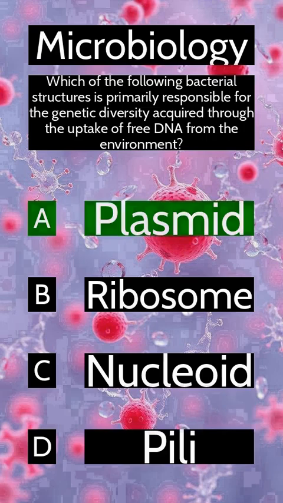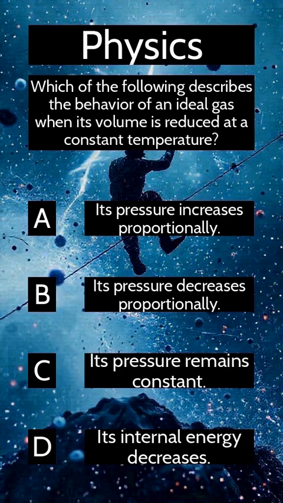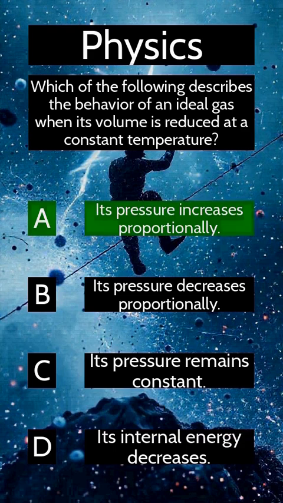Answer A. Plasmid. Which of the following describes the behavior of an ideal gas when its volume is reduced at a constant temperature? Answer A. Its pressure increases proportionally.